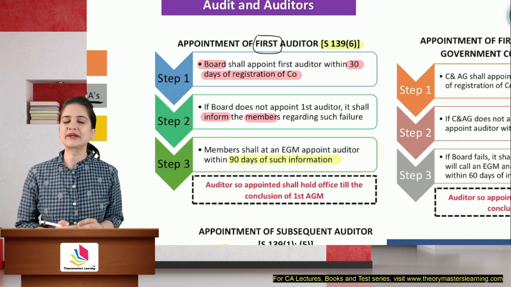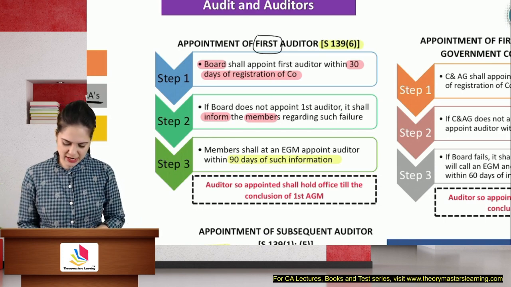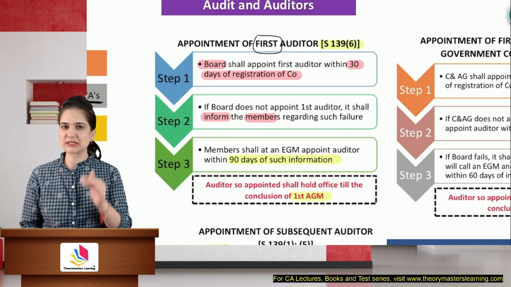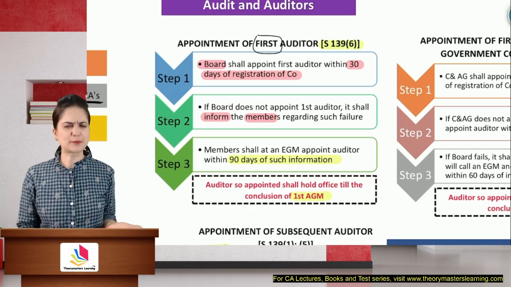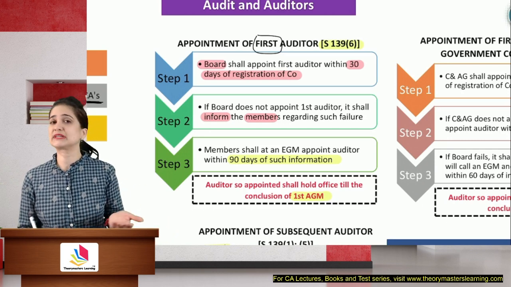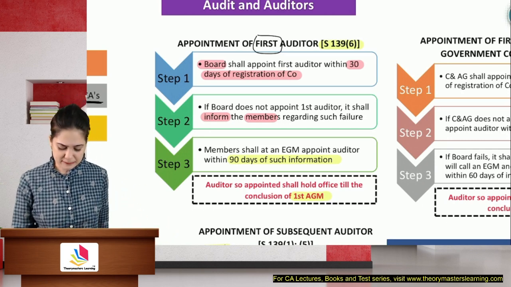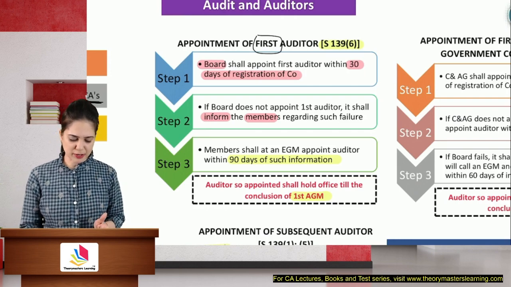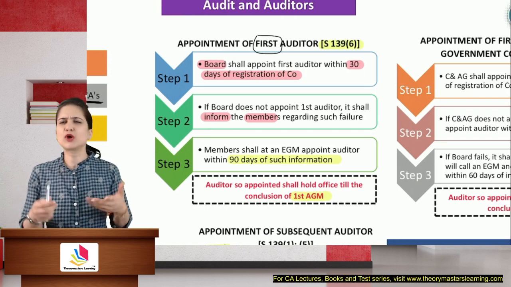The auditor so appointed shall hold office till the conclusion of the first annual general meeting. So you need to write this common point also. So there are 4 points, that is sufficient for a 4-mark question. You will also write the section number, which will definitely carry marks. This was appointment of the first auditor in case of a normal company.